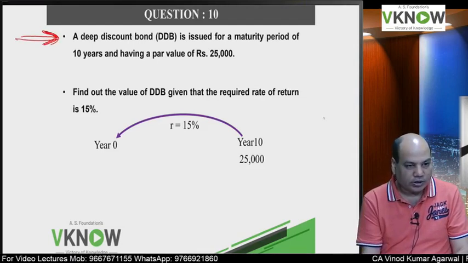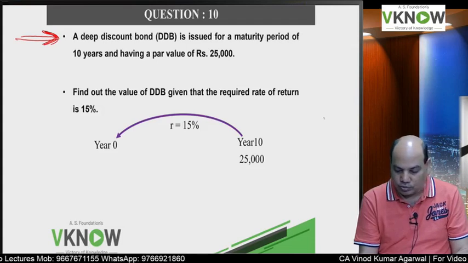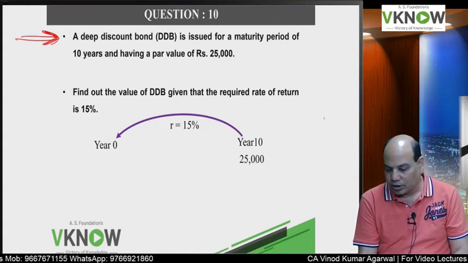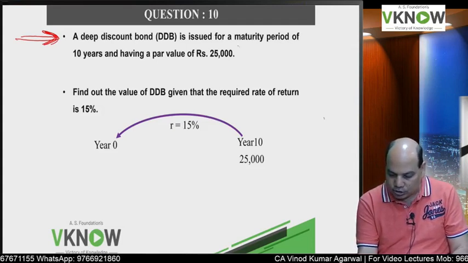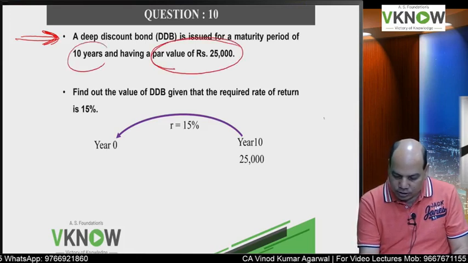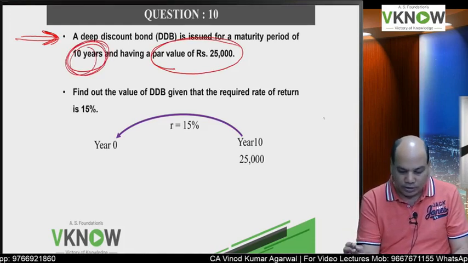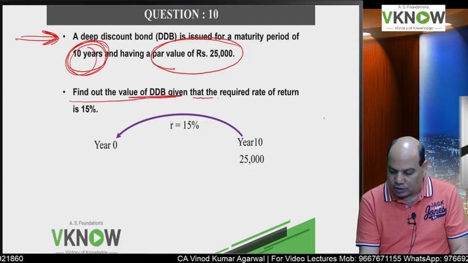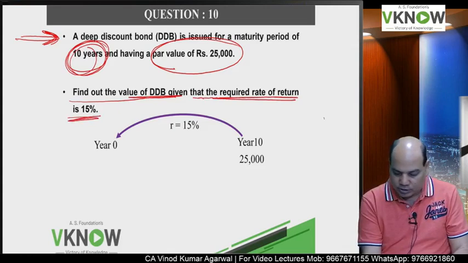Cancel the first line. A deep discount bond is issued for a maturity period of 10 years and having a par value of rupees 25,000. So the redemption amount or par value is 25,000 and the number of years to maturity is 10 years. There is no coupon here. Find out the value of the deep discount bond given that the required rate of return is 15%.